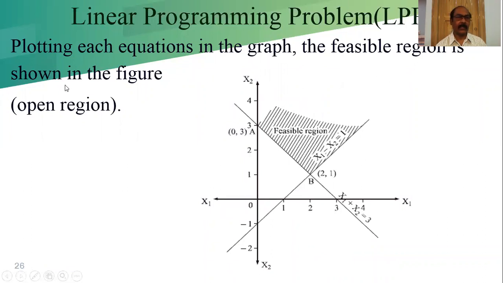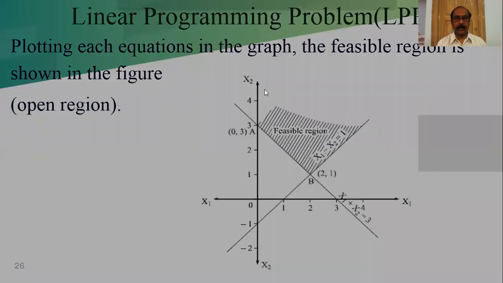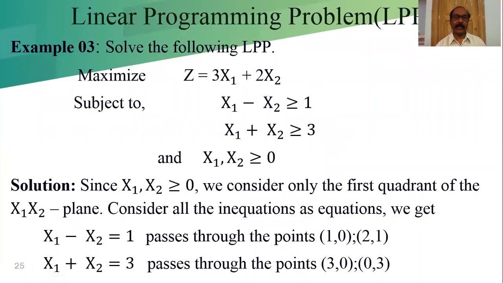The feasible region is shown in the figure. See, this is our feasible region. This is the lower boundary of the feasible region, because both are greater than or equal to inequalities. If we put in (0, 0), it does not satisfy either of them; both cases are not satisfied.